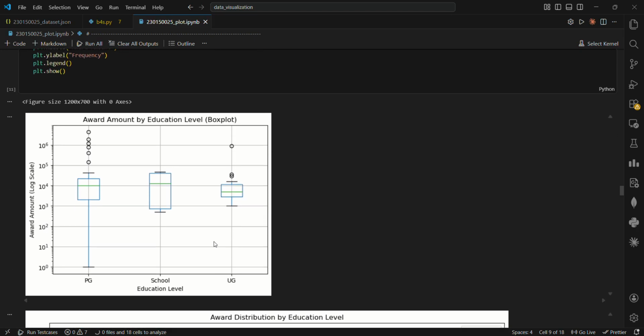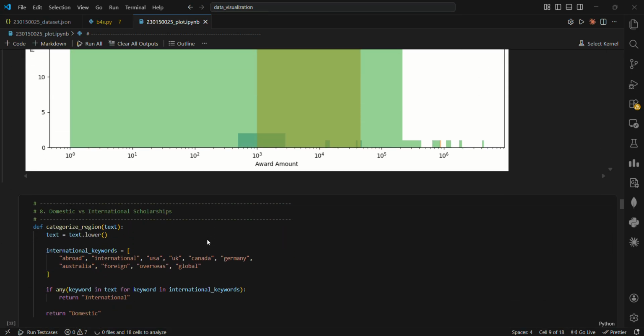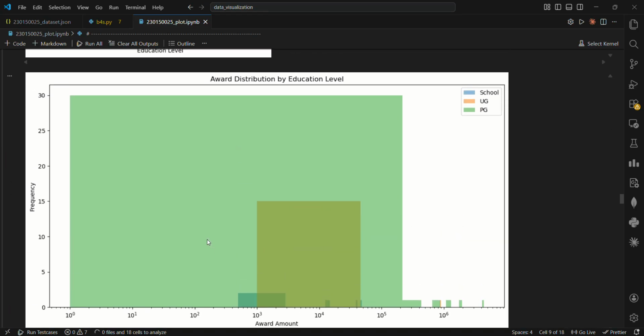This is the box plot for award amount by education level. As we can clearly see, PG people have the highest award amount, followed by UG people, and school people have the highest variance. Their max amount is the lowest. This is the histogram plot for each of school, UG and PG.